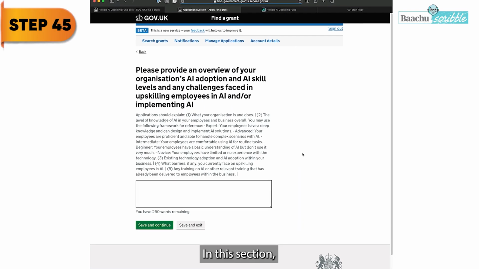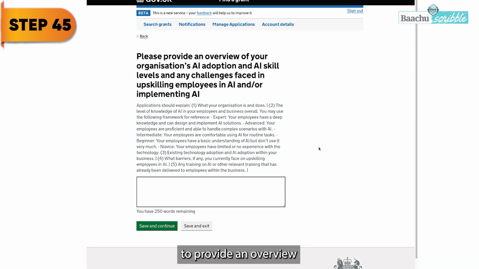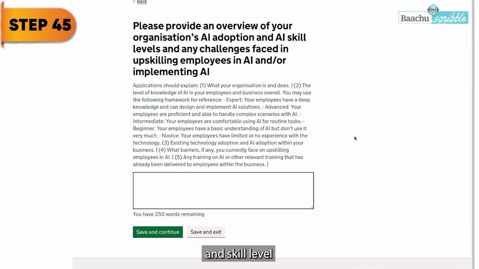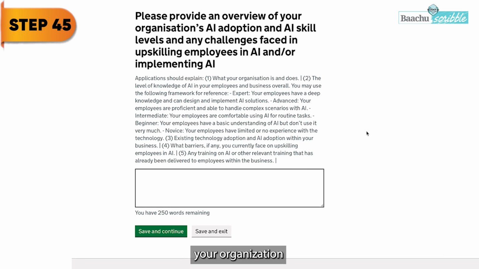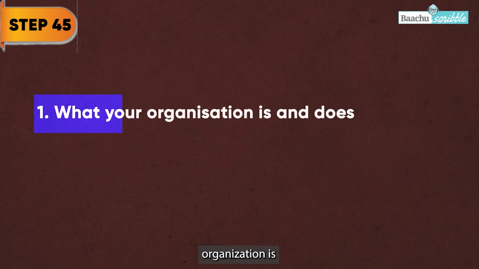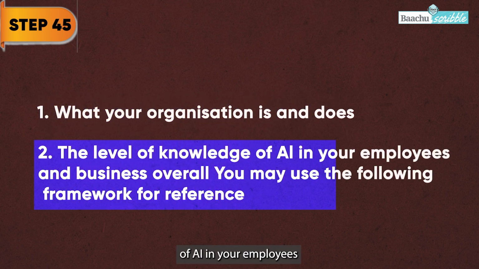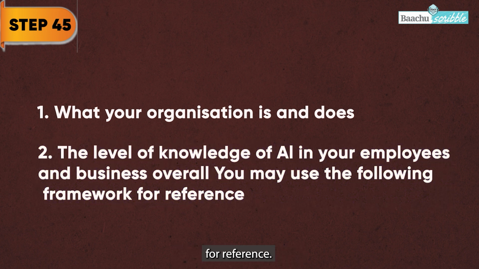Part 8. Proposal outline. Step 45. Proposal. In this section, applicants are asked to provide an overview of your organization's current AI adoption and skill level, along with any challenges your organization is facing in this area, including: 1. What your organization is and does. 2. The level of knowledge of AI in your employees and business overall. You may use the following framework for reference.